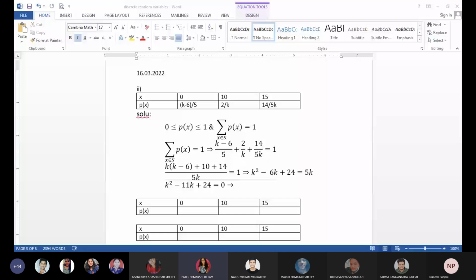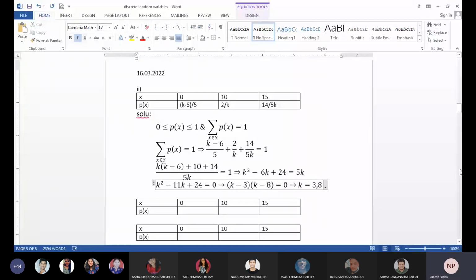So k minus 3 and k minus 8 ना. हाँ, तो k minus 3 and k minus 8, that is what I was asking. Yes, sir. k minus 3, k minus 8 equals to 0. ये मेरा फैक्टराइजेशन हो गया. And this gives me the value of k as 3 and 8. Okay, k square minus 11k plus 24 equals to 0. इसका फैक्टराइजेशन is k minus 3 into k minus 8, and उसका जो रूट्स है they are 3 and 8. So I'm getting two values of my k.